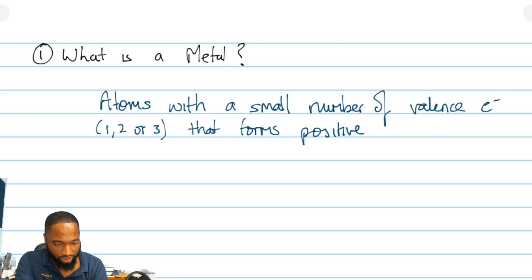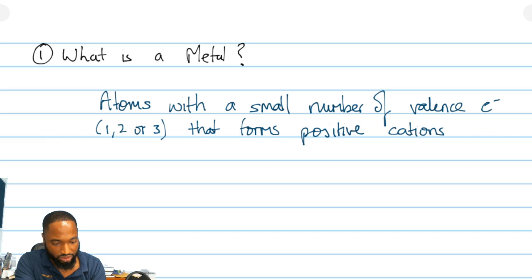Now, if they ask you this and they put 1 mark, you give this definition. If they put 3 marks, you give them the real thing, the real identifiers for a metal, right? They form positive cations in chemical reactions by using the valence.